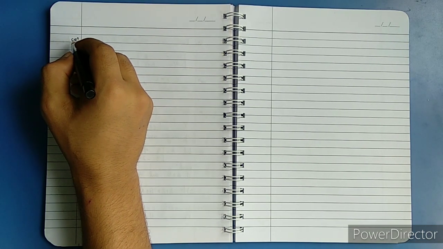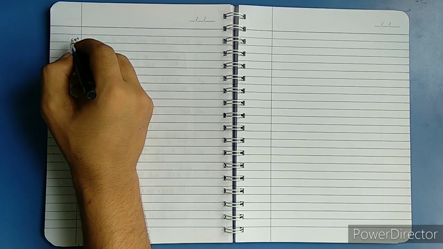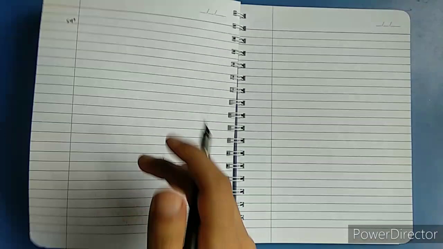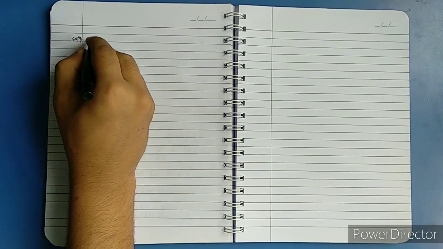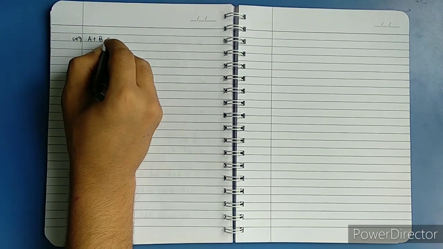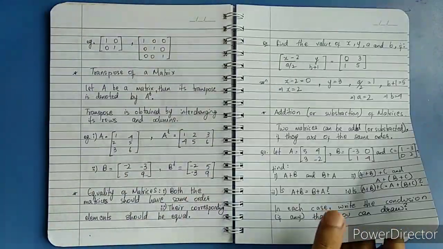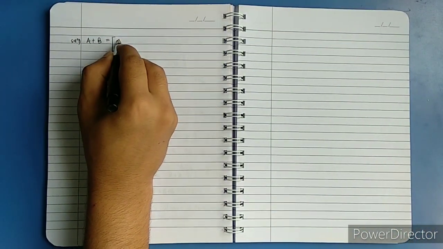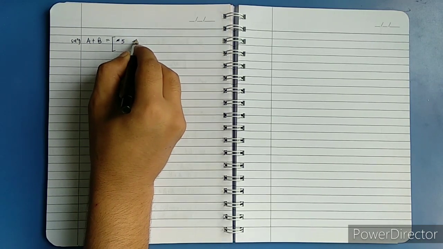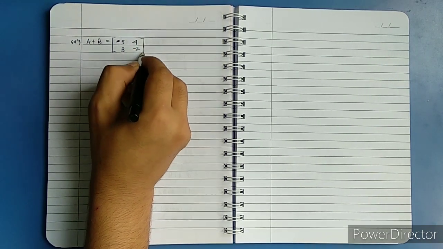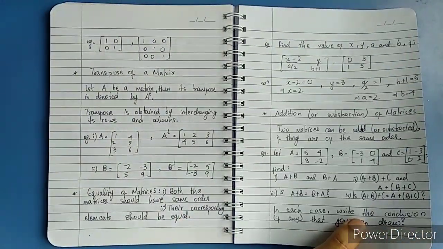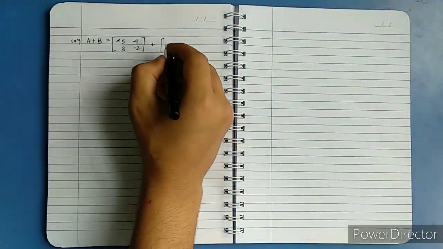Solution. Okay, so first we need to find, for the first part, A plus B. So A plus B will be equal to this matrix A, which is 5, 4, 3, minus 2, plus the matrix B, which is minus 3, 0, 1, 4.